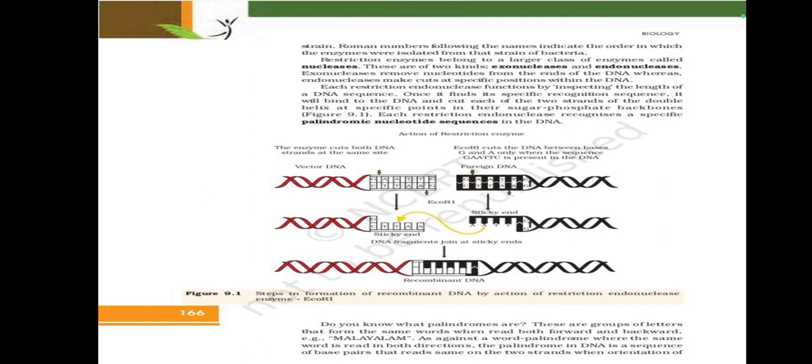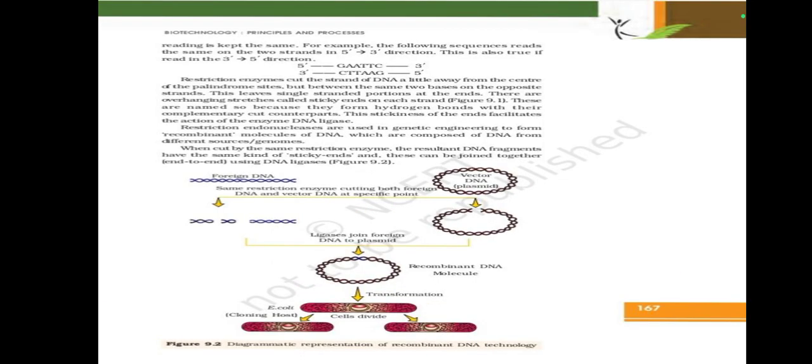The palindrome in our DNA is a sequence of base pairs that reads the same on the two strands when our orientation of reading is kept the same. For example, the following sequence reads the same on the two strands in the 5 prime to 3 prime direction. This is also true if read in the 3 prime to 5 prime direction. Restriction enzymes cut the strand of DNA a little away from the center of the palindrome sites, but between the same two bases on the opposite strands.